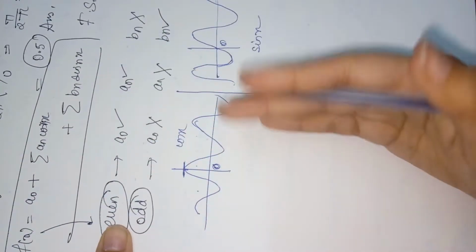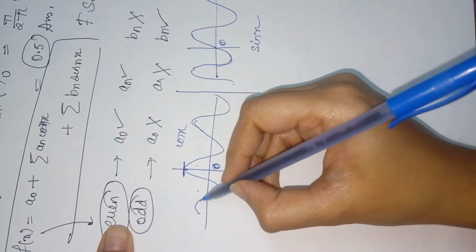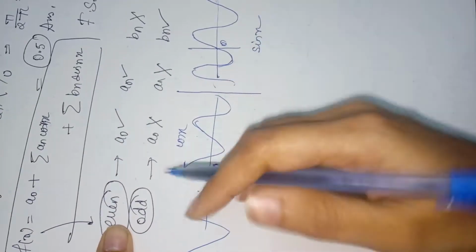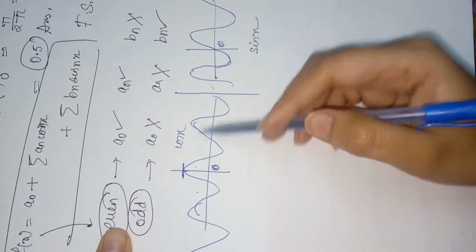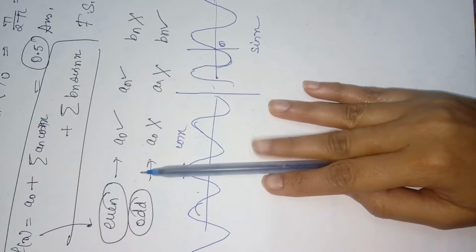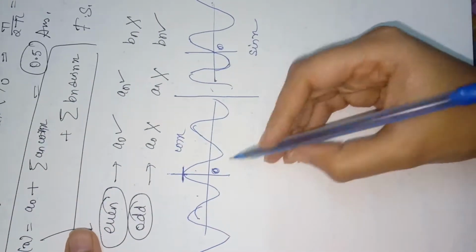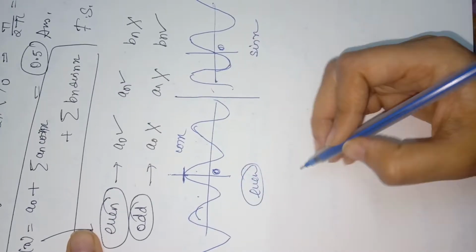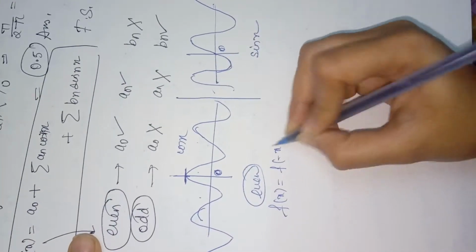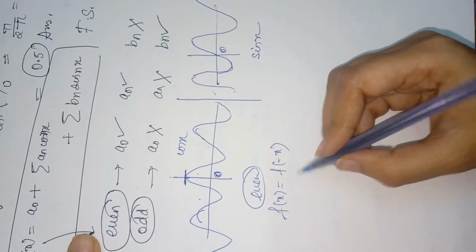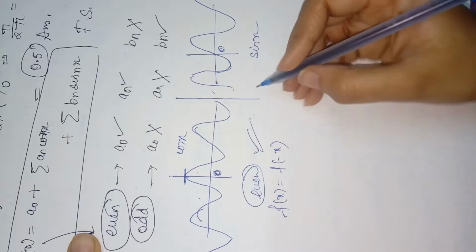If I fold it across this y-axis, it will be symmetrical on both sides. This is an infinite cos signal, and when I fold it with respect to this y-axis, it will be the same. That means it is an even function. One more way to check is f of x is equal to f of minus x. So cos of minus x is cos of x, you already know. That means this is an even signal.